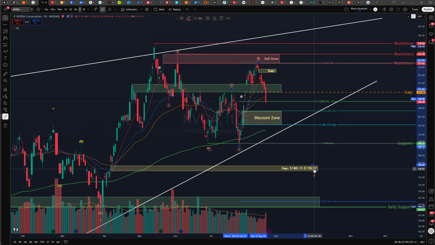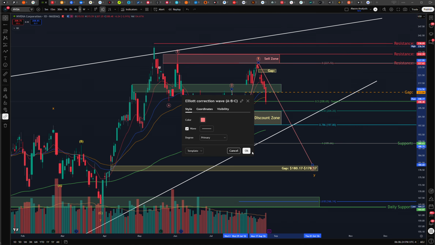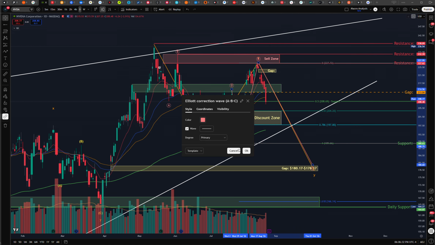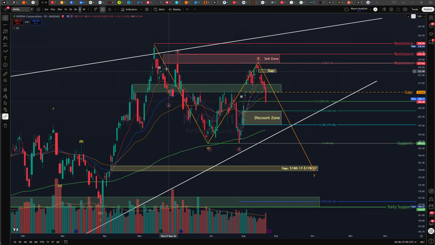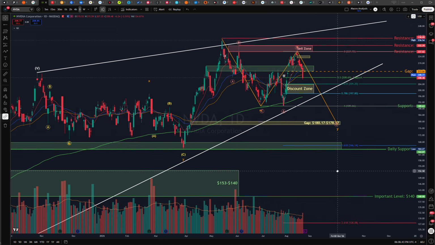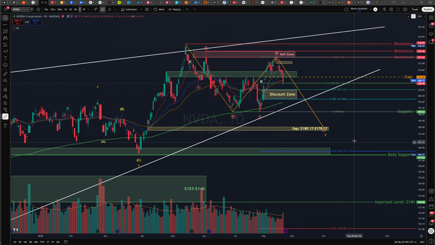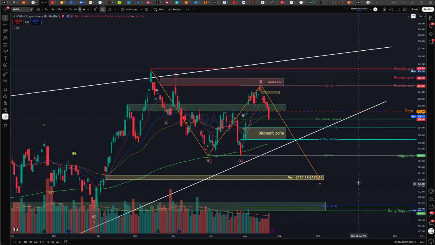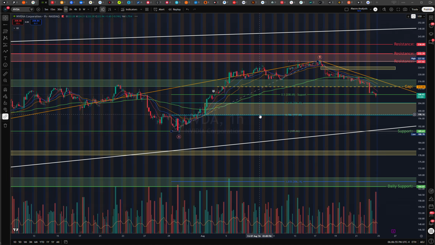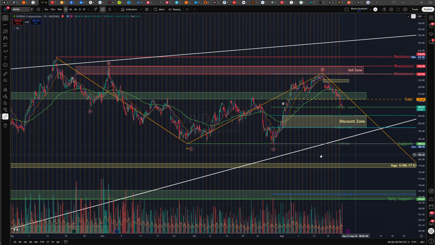Bearish case scenario for NVIDIA is a bigger move to the downside. And this would be W, X, Y. This would be a bigger move to the downside for NVIDIA. Is it impossible? Nope. But there's a gap right there. We just got to be aware of it. That's the bearish case scenario. But the next bounce I'll be looking for is probably price coming into this discount zone right here. And probably give us a bounce or something right within that discount zone.